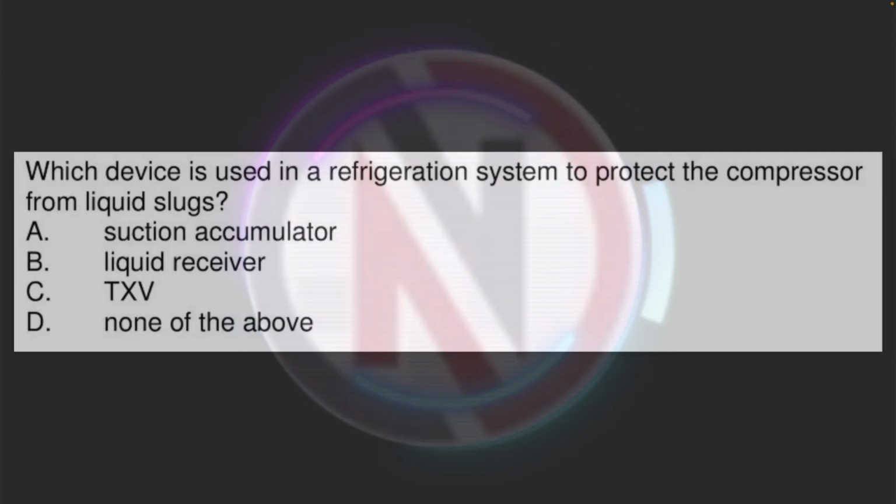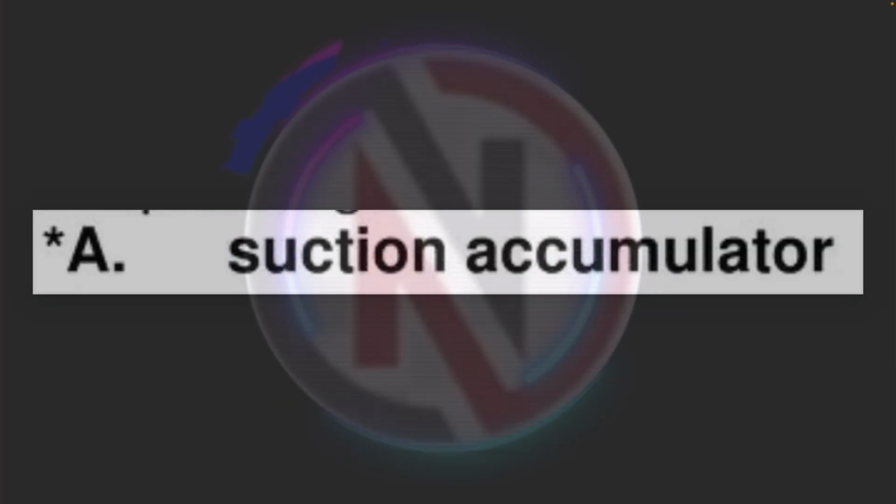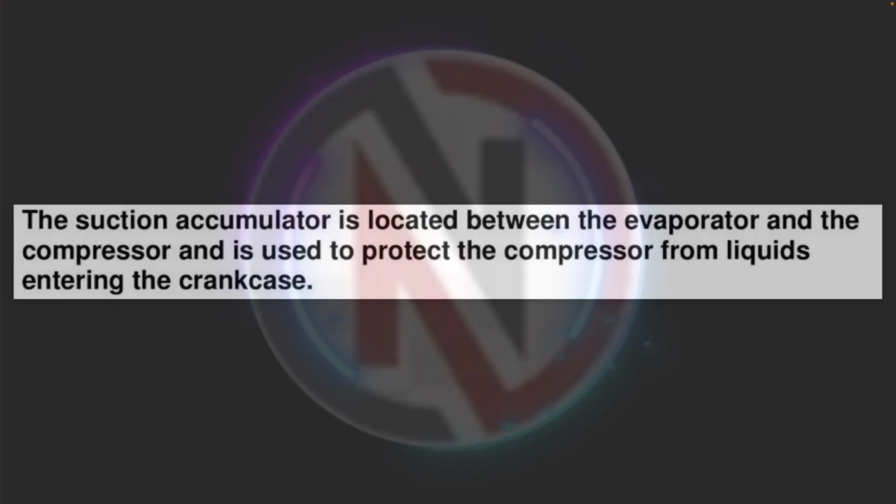Which device is used in a refrigeration system to protect the compressor from liquid slugs? A. Suction accumulator. B. Liquid receiver. C. TXV. D. None of the above. A. Suction accumulator. The suction accumulator is located between the evaporator and the compressor, and is used to protect the compressor from liquids entering the crankcase.